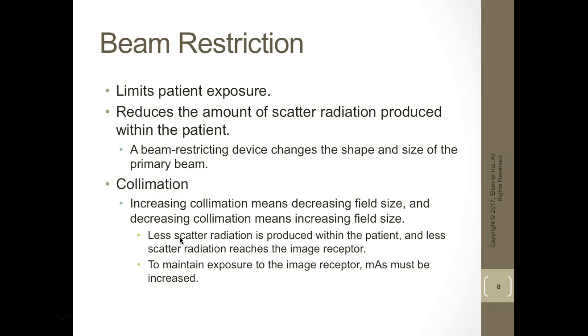Very confusing between the two because a lot of us say you want to decrease your collimation. But in reality, and I even did it just now in your PowerPoint, I said you want to decrease your collimation. Decreasing your collimation means you're making it bigger. So I'll practice on saying that properly, and you need to know that decreasing collimation makes it bigger, increasing your collimation makes it smaller. So less scatter radiation is produced within the patient, and less scatter radiation reaches the image receptor. To maintain exposure to the image receptor, mAs must be increased. So the tighter you collimate, the more you will have to increase your mAs in order to compensate for the absorption of the photons.